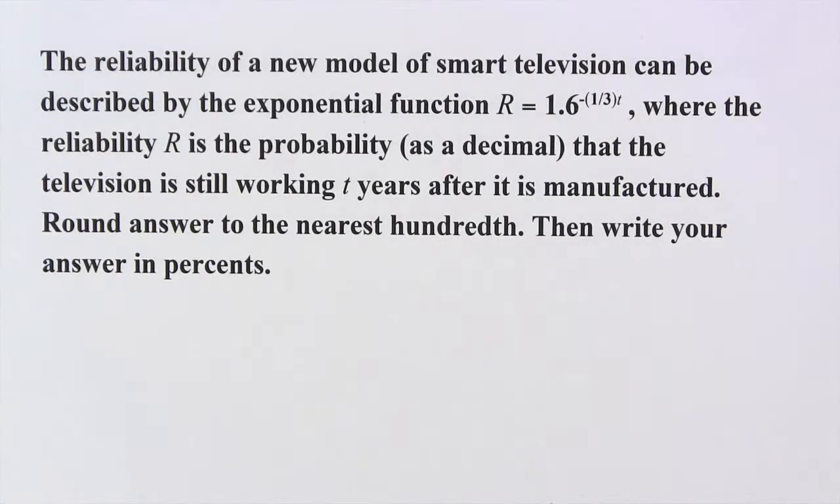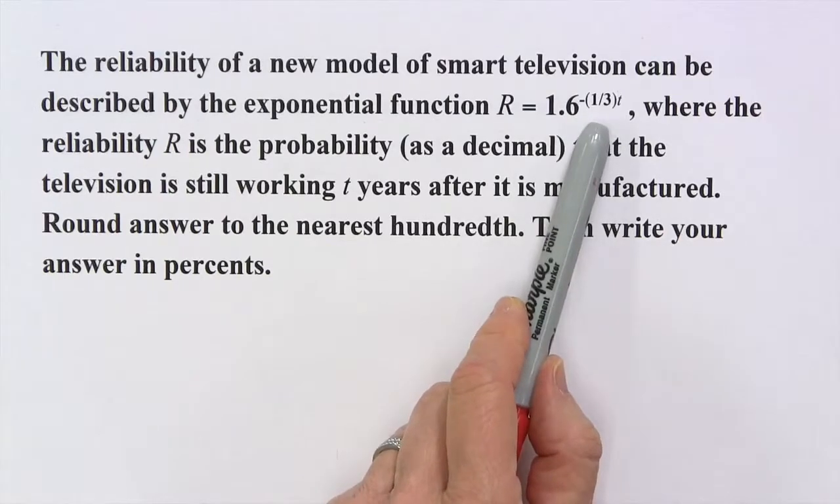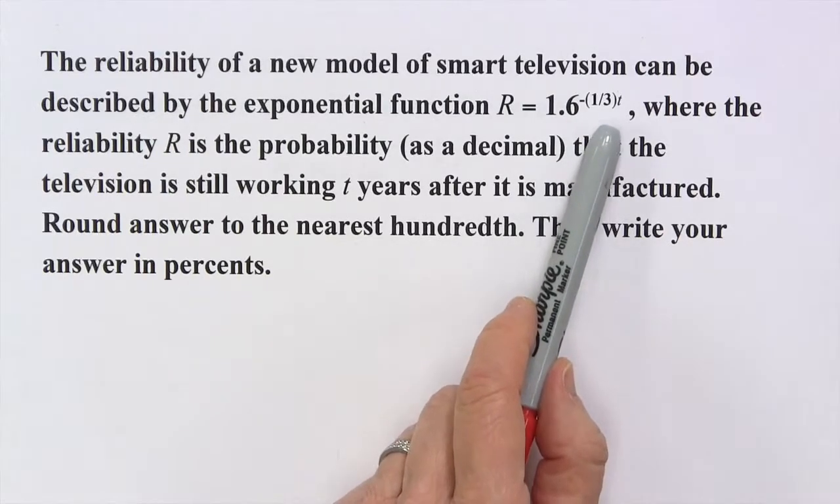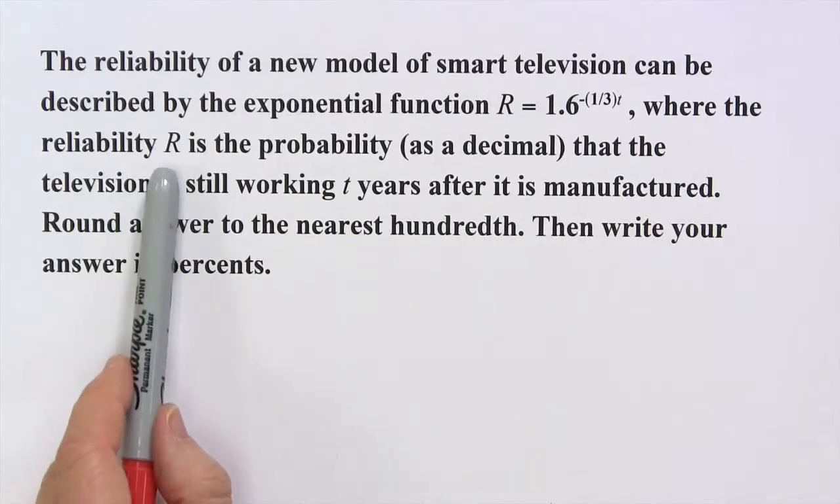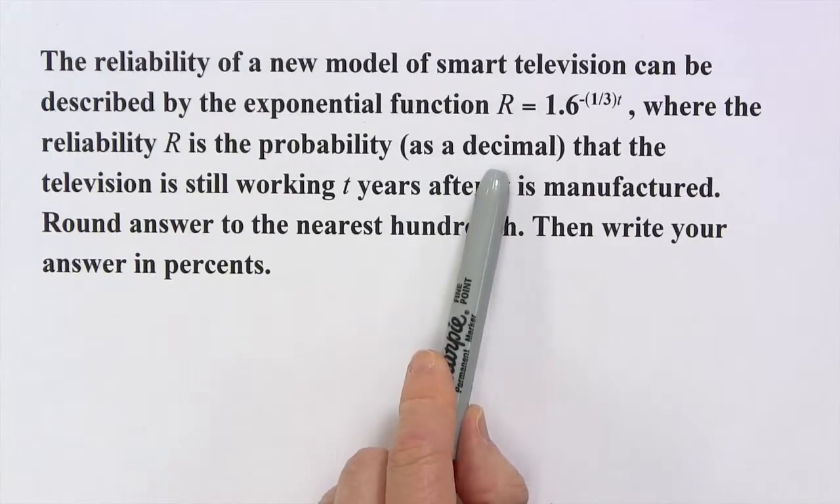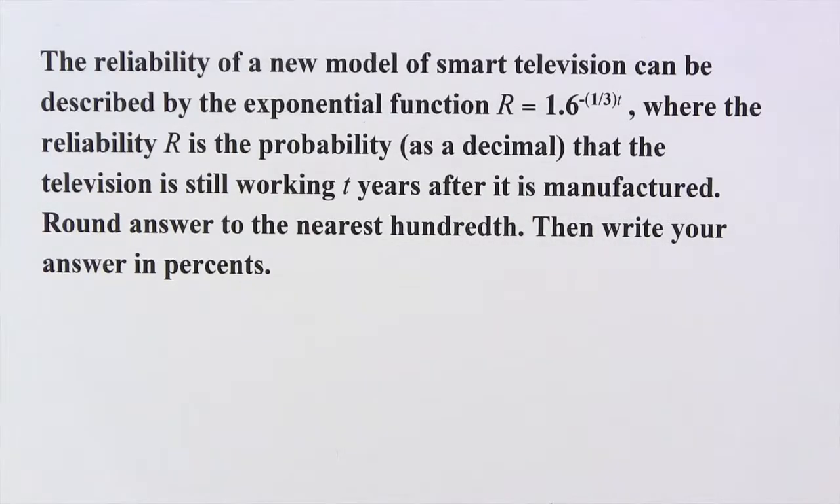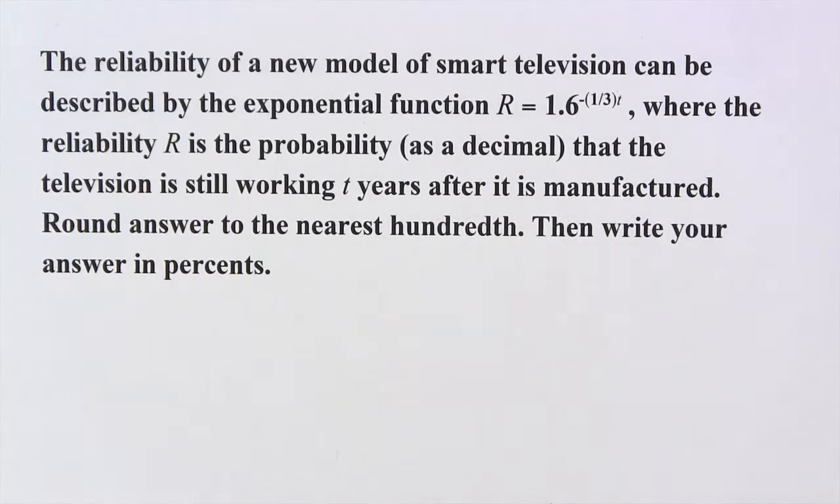The reliability of a new model of smart television can be described by the exponential function r equals 1.6 raised to a power of -1/3 times t, where the reliability r is the probability as a decimal that the television is still working t years after it is manufactured.